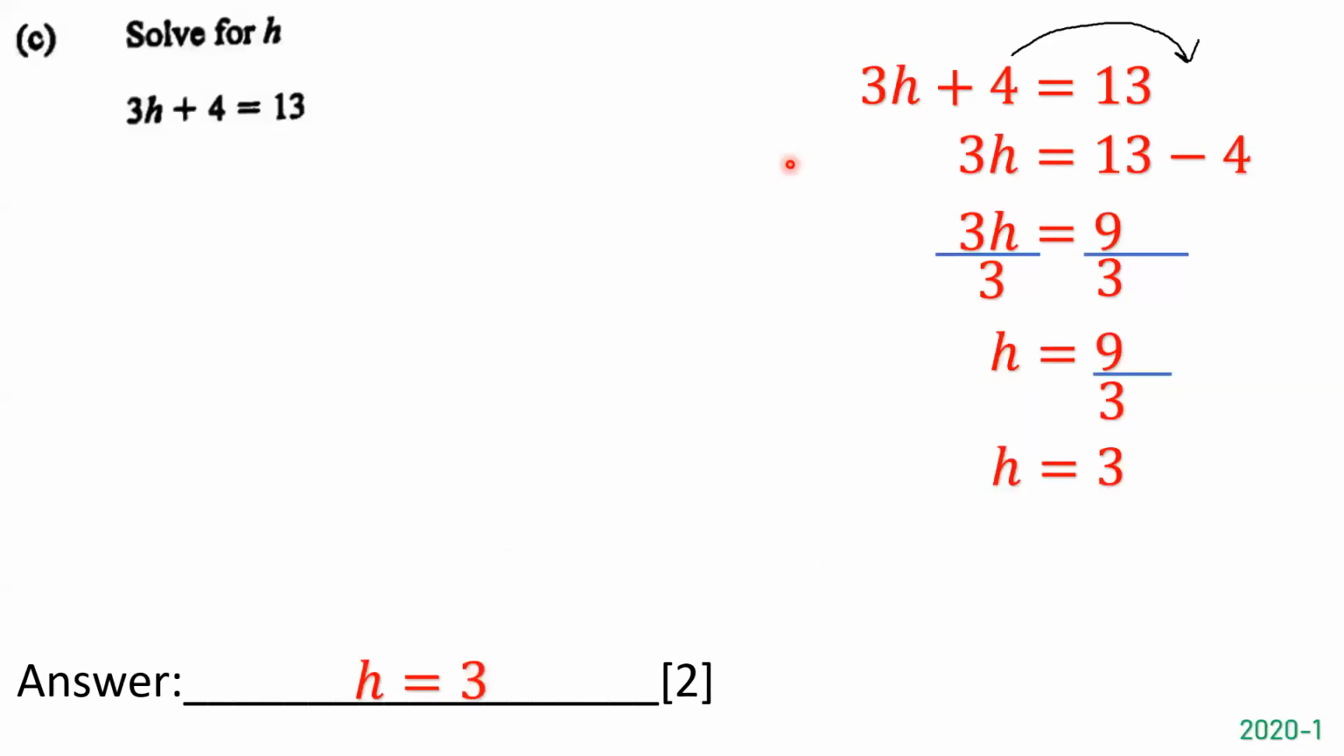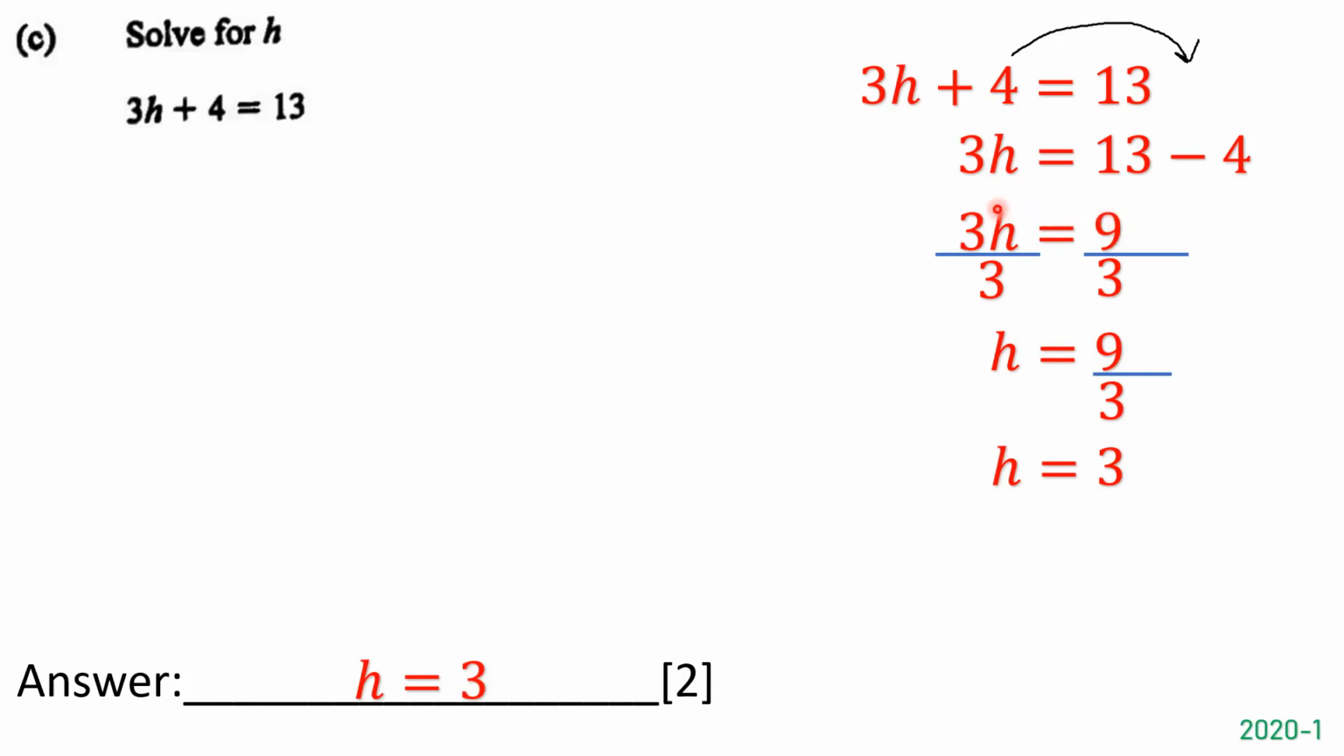Moving right along, we have 3h plus 4 equals 13. And so the idea here is that we want to ensure that h is on one side. We want to isolate h. We want to make sure that h is on one side and everything else is on the other side. And so we send the 4 over the equal sign. It was a positive 4. When we send it over, it becomes a negative 4. And so we have 3h equals 13 minus 4. What is 13 minus 4? Well, 13 minus 4 is definitely 9.